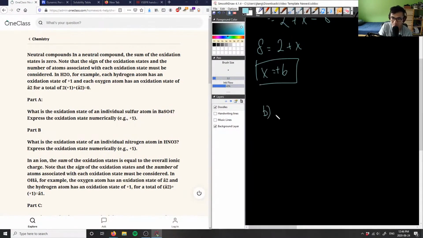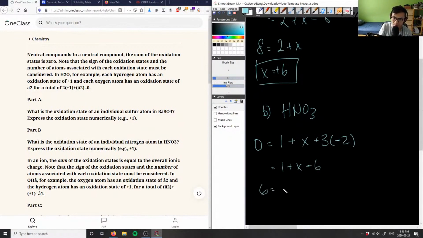For a nitrogen atom, it's asking us now, HNO3, what's the oxidation state of N? Well, I have 0 here again, because the overall charge is 0. So I'm going to have the oxidation state of hydrogen, which is 1, plus N, which we don't know, so it's X, plus, again, 3 oxygens times -2, so -2 per oxygen here. I have 1 plus X minus 6. I move 6 to the other side. I have 1 plus X, so X would have to equal 5 here. So the oxidation number of nitrogen is going to be +5.